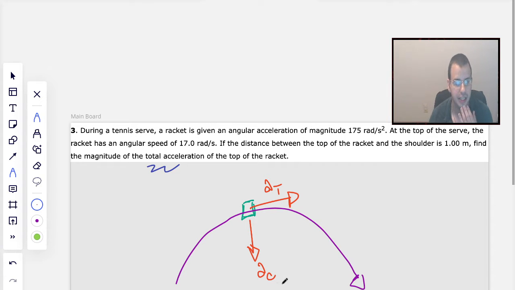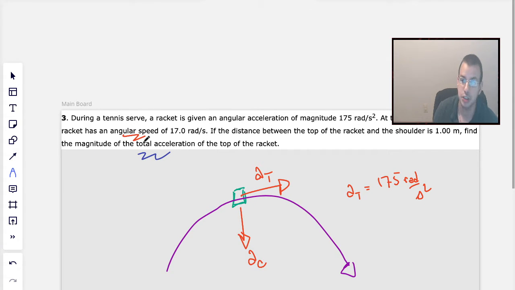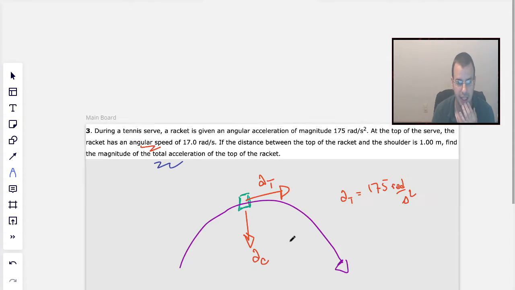And we are given that the tangential acceleration, a_T, is 175 radians per second squared. And then we're also given an angular speed.